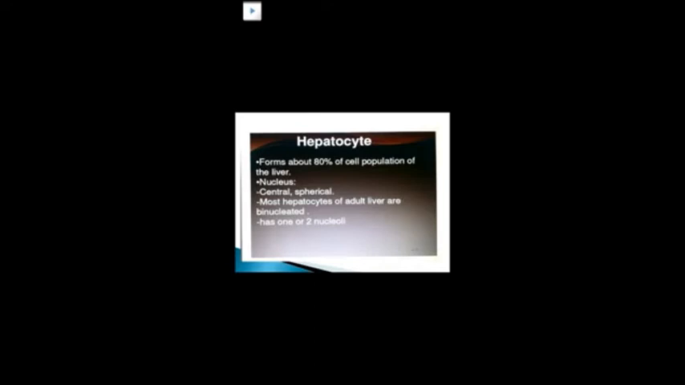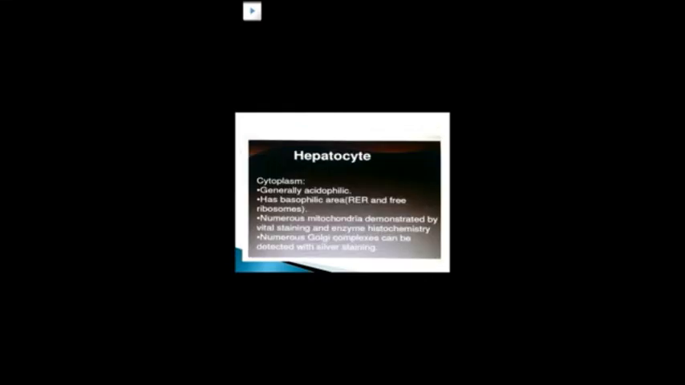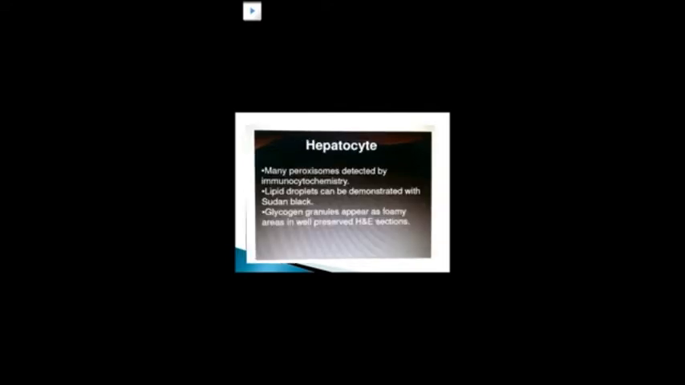Nucleus: there's a central spherical one. Most hepatocytes of adult liver are binucleated. See this important finding. So most of you all may be aware that it is uninucleate, but most hepatocytes of adult liver are binucleated. Has one or two nucleoli.